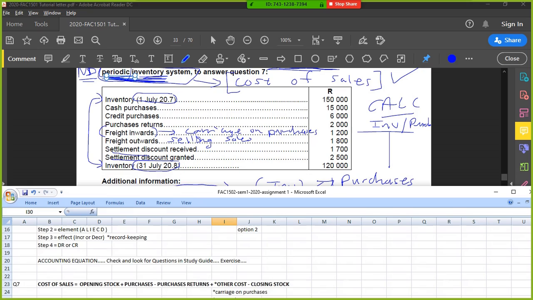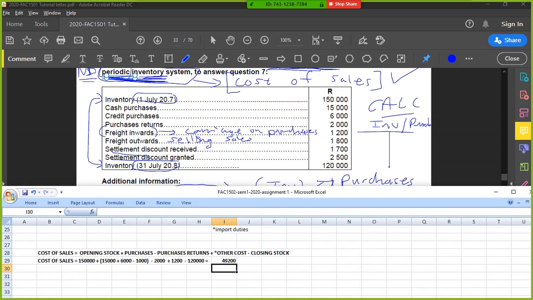What amount did I use for inventory? Opening stock is correct. The purchases, we had cash and we had credit. Purchases are purchases. You're still going to debit your inventory or purchases, and credit the bank or the creditors. That's in there. Was it the right figure? 15 and 6, yes. Purchase returns, -2. I've got -2. Freight inwards, carriage on purchases, 1,200. That's an additional cost. That's there.